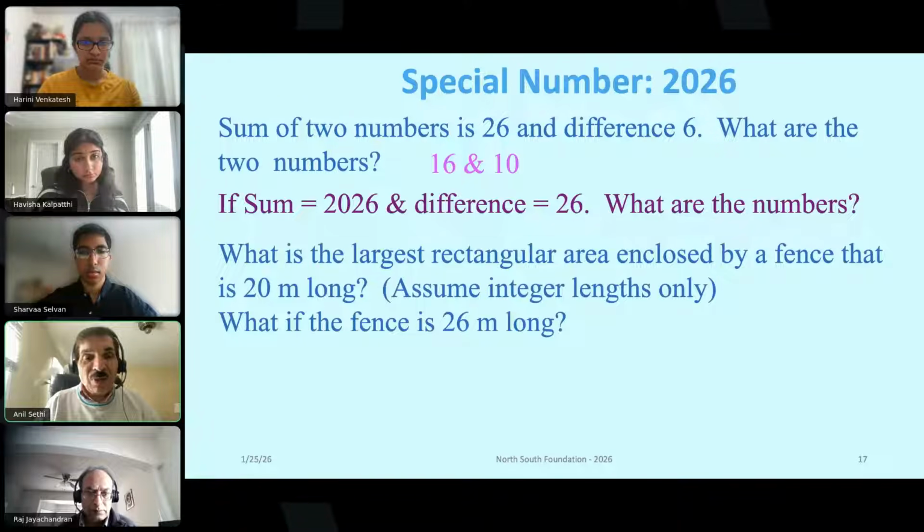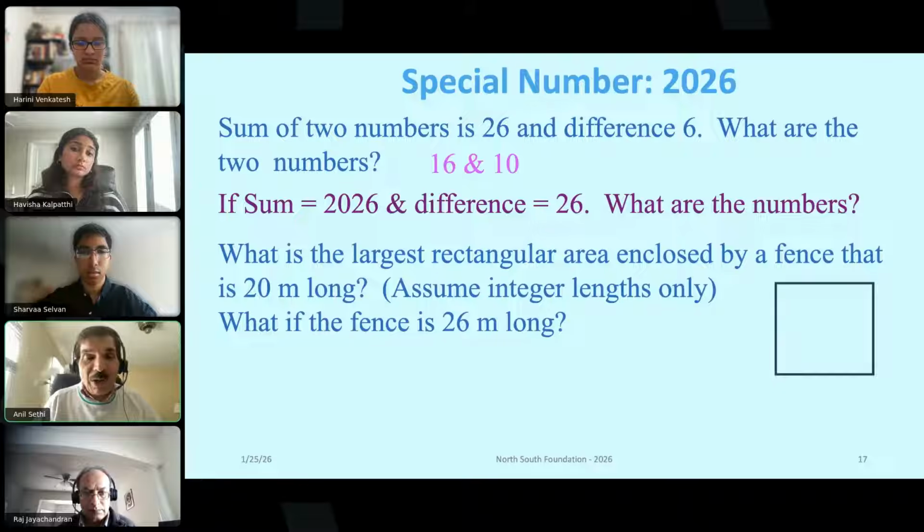Next one is, what is the largest rectangular area that you can enclose with a fence that is 20 meters long? So if the fence is 20 meters long and you want to know what the largest area is, well, intuitively, it must be a square, because we're talking about a rectangular area. And the answer will be very simple. If each side is 5, the area will be 25.